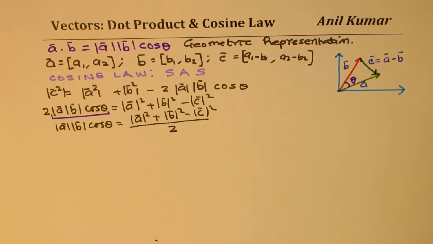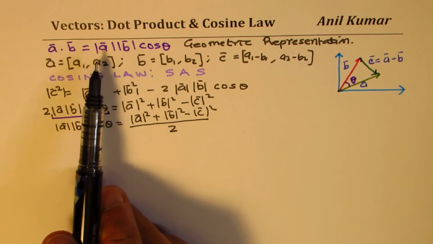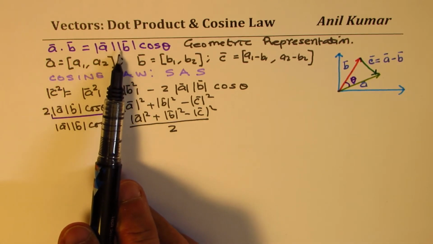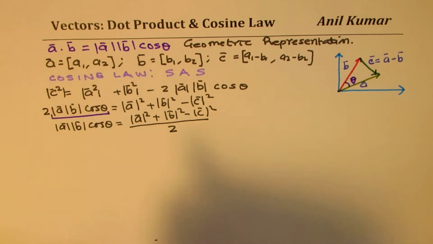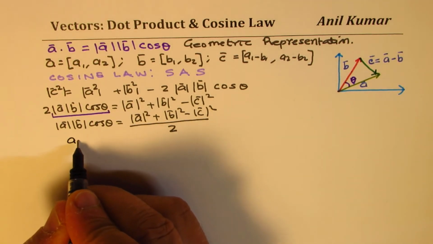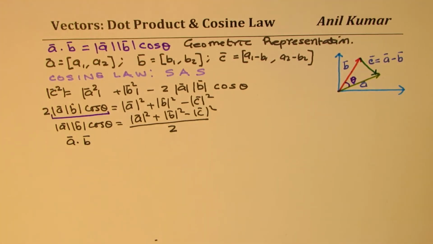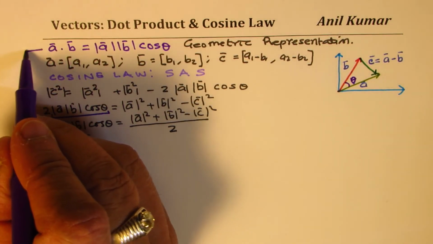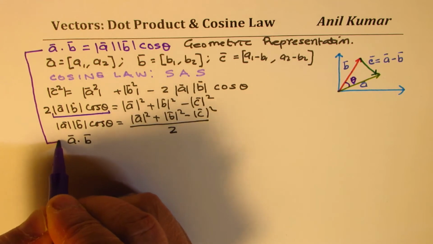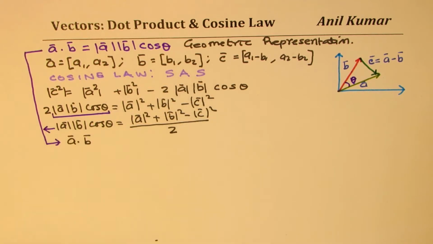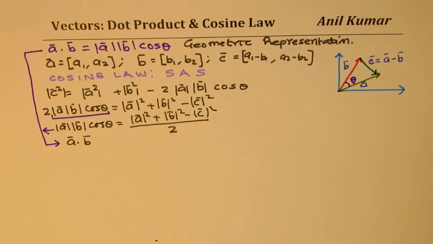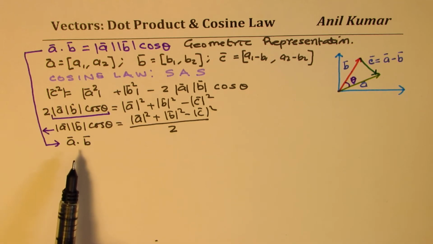Perfect. Now, what is AB cos theta? As per our definition, magnitude of A times magnitude of B times cos theta is A dot B. So what we get here is basically A dot B. Do you see that? The left side is A dot B for us. That is how we relate, right? Does it make sense to you? So we got A dot B here.